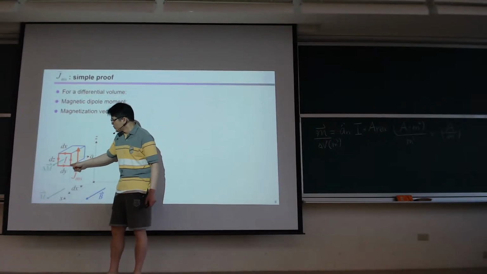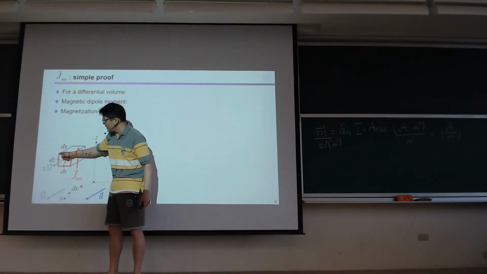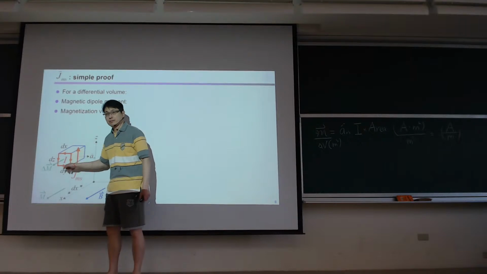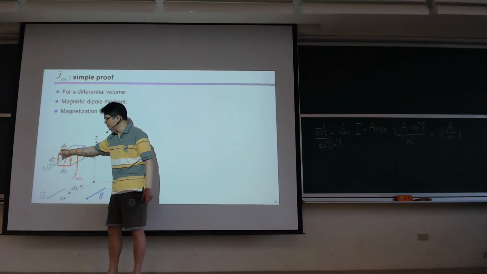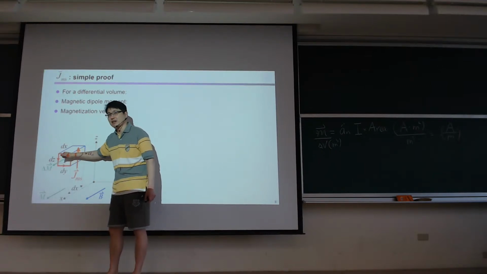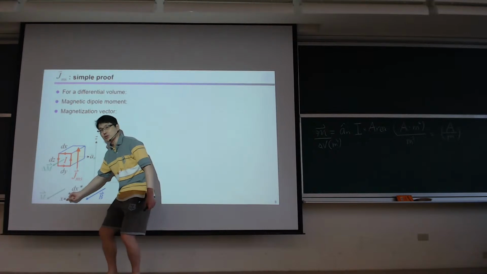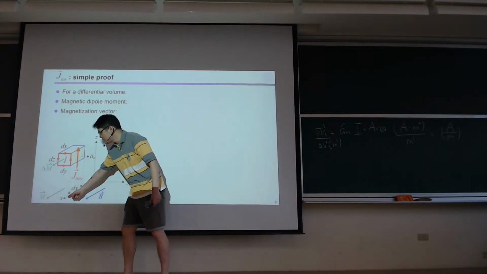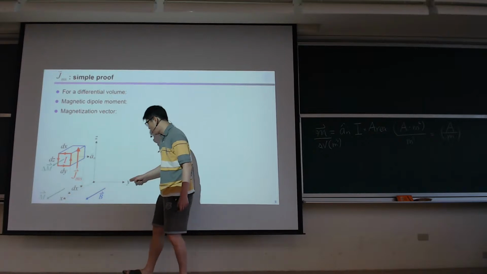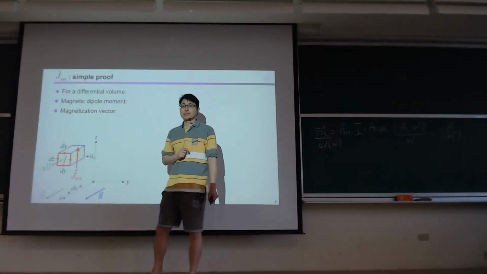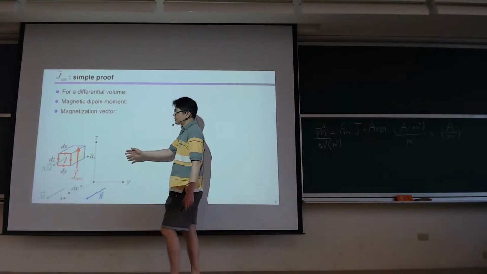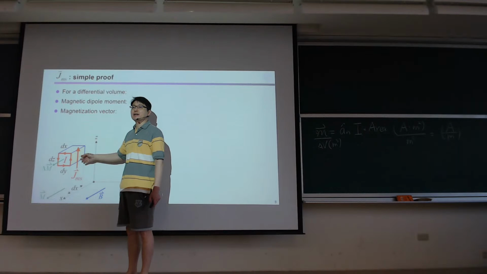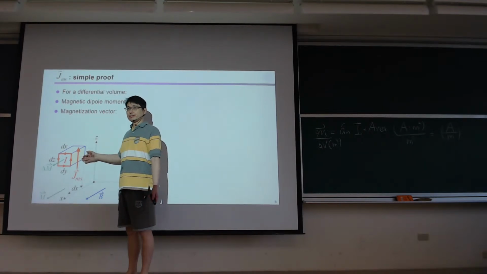And here I assumed I have current flowing in the counterclockwise direction. So if I have a counterclockwise flowing current, I produce a magnetization vector pointing in the x direction. I'm using Cartesian coordinates x, y, and z. So the first thing is, how do you define its differential volume? We're going to work from the definition.